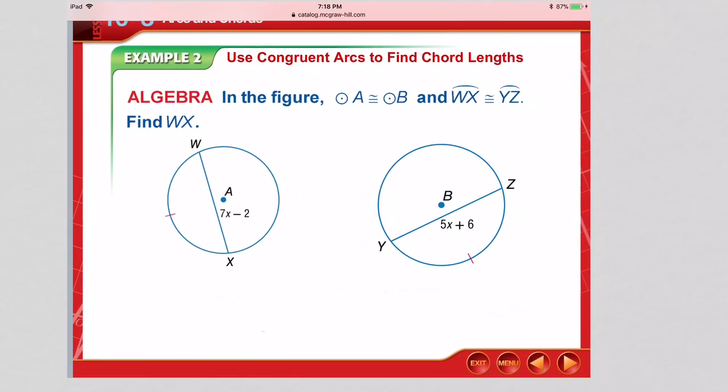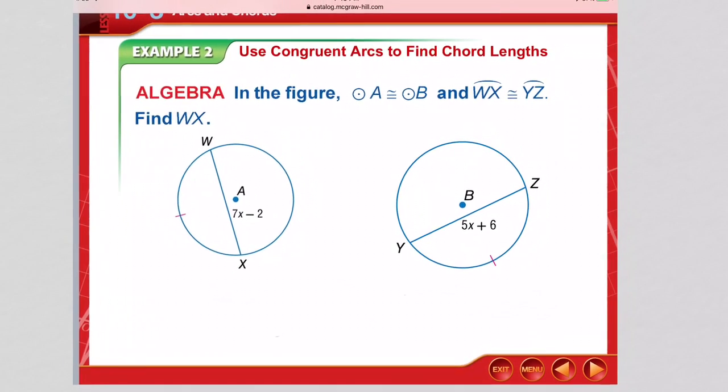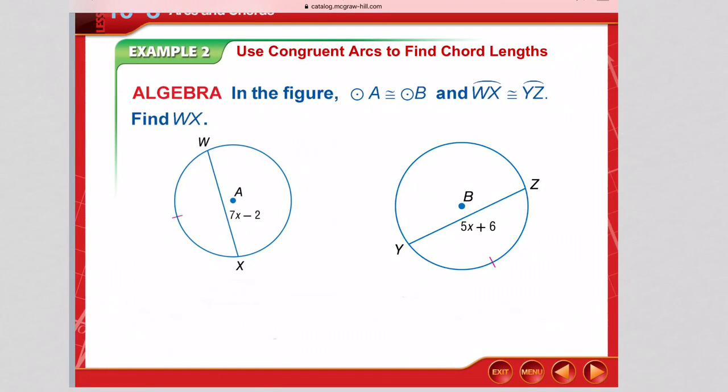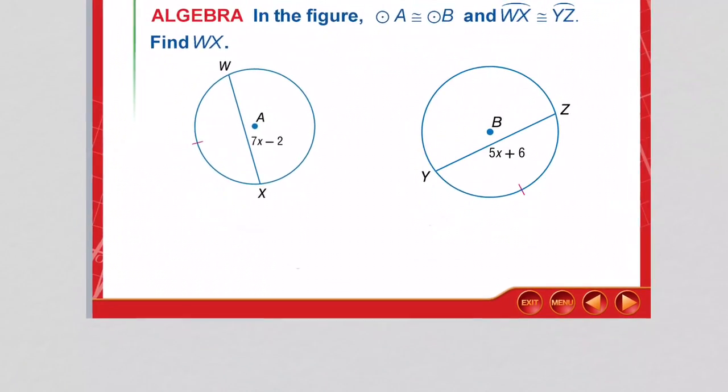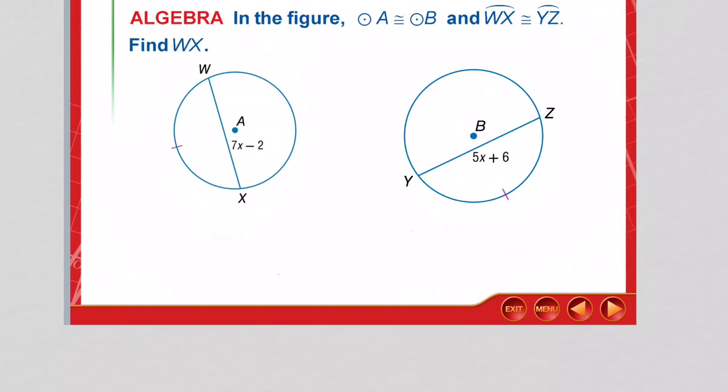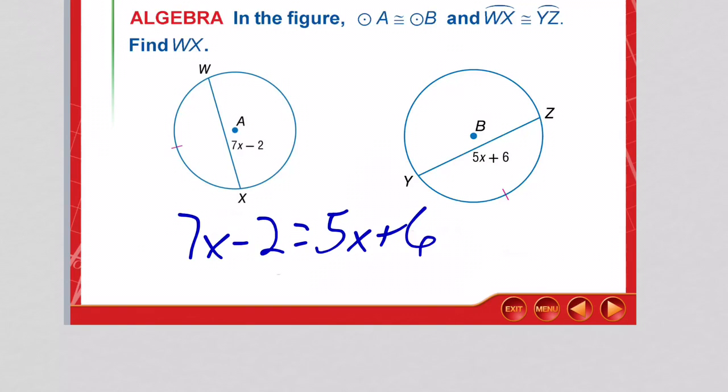So next, the opposite is also true. If you have two arcs that are congruent, then the chords are congruent. So if we see here, WX is marked congruent to ZY, which means that chord WX is congruent to chord ZY. So then think about, if I know those segments are congruent, we need to write an equation. So our equation then would be 7x minus 2 equals 5x plus 6. And now we just need to draw our wall and solve.